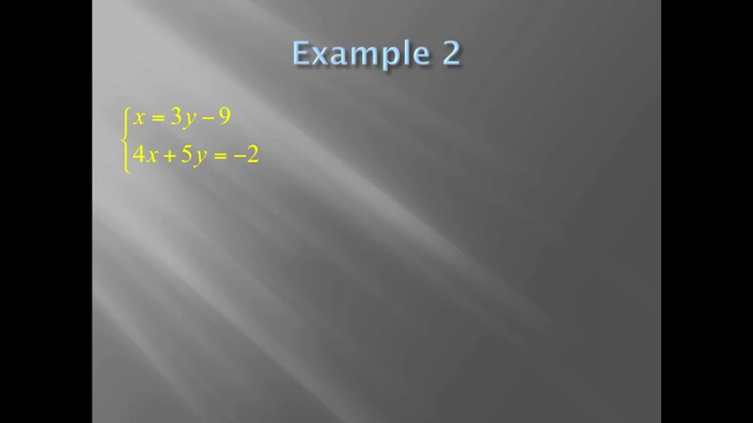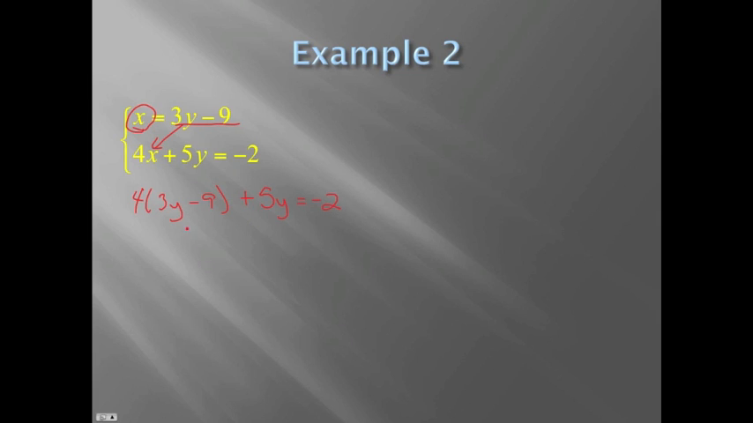For our second example, let's try this one. We have x equals 3y minus 9 and 4x plus 5y equals negative 2. Again, as we look around, we see that we have an x by itself. This is going to work out exactly like the one before, except now we know that x is equal to 3y minus 9, so we're going to plug that in for the x. Now when we do that, we're going to get 4 times (3y minus 9) plus 5y equals negative 2.